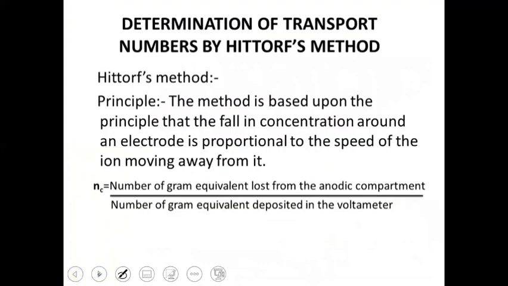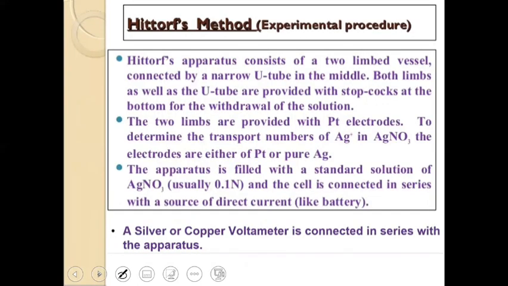Another formula is the number of gram equivalents lost from the anode compartment divided by the number of gram equivalents deposited in the voltameter. By using this formula, you can find the transport number of the anion or cation. To find the transport number of the cation, you can use this formula, and then easily determine it. So let's see the Hittorf method, the experimental procedure.